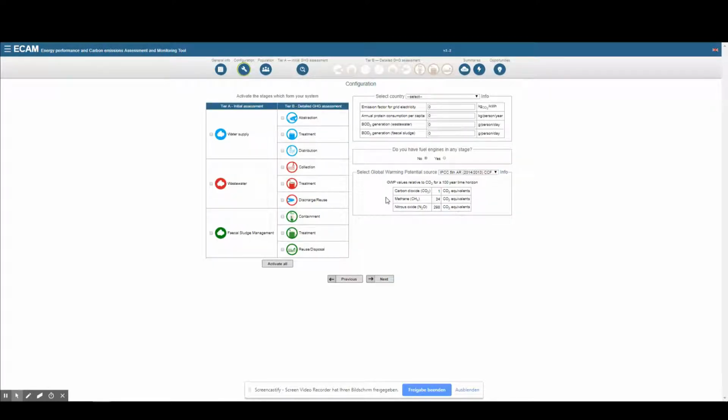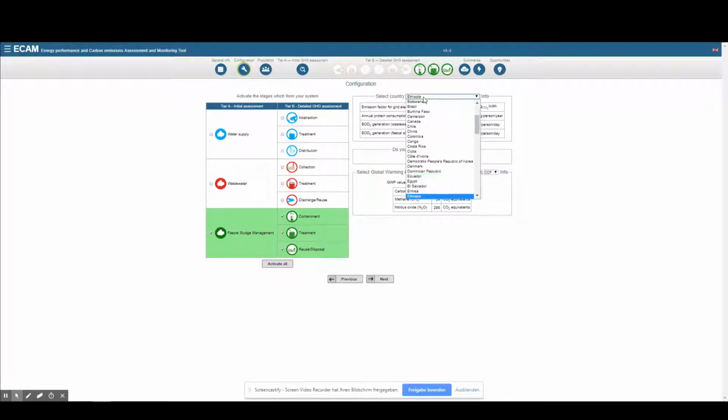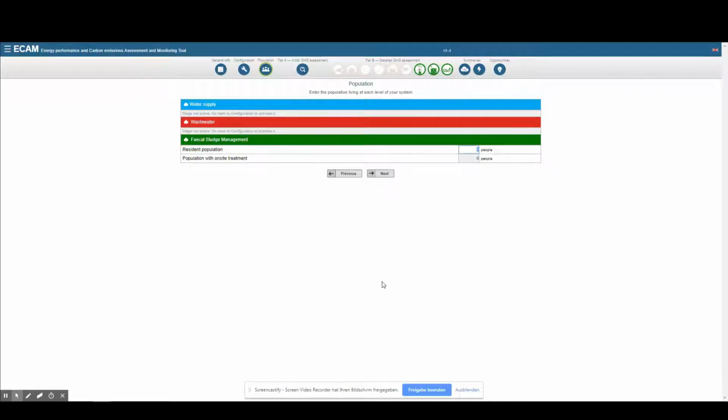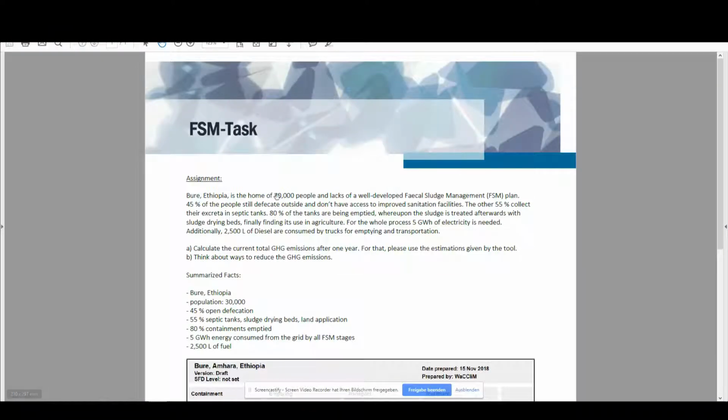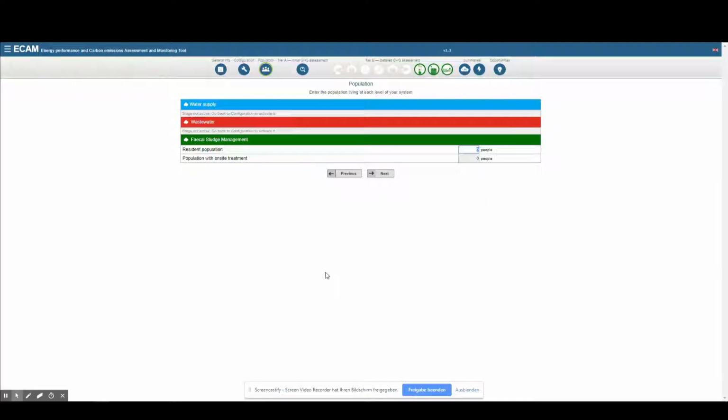Let's continue. And since the task says that the town lacks a well-developed fecal sludge management plan, we are going to activate only the fecal sludge management stage in our system. So let's activate it, the containment, treatment, and reuse disposal also. Then we choose Ethiopia as our country and immediately get the values we need. We can continue.